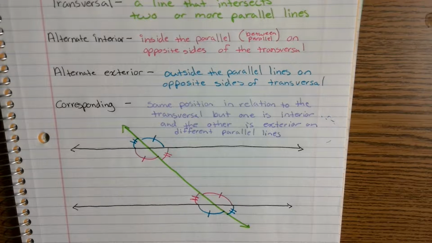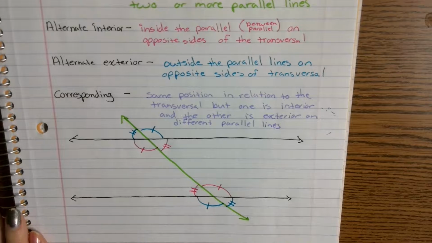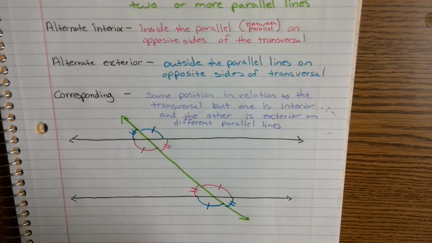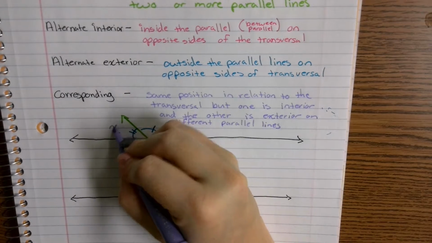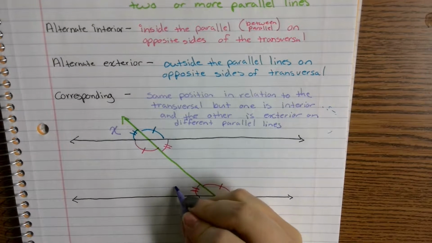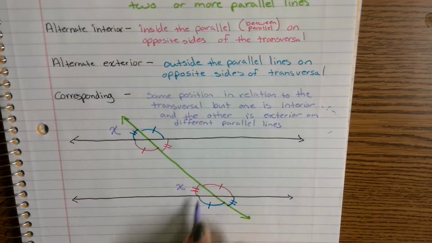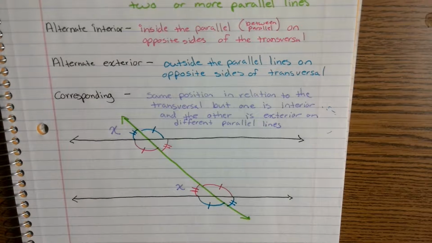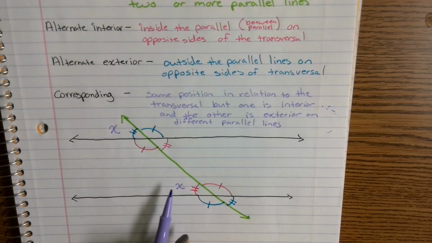Okay, so to be able to discuss what was corresponding, I'm going to go ahead and label this angle X, and it's going to correspond right here. This one would also be an X. That would be corresponding. They would be identical to each other.